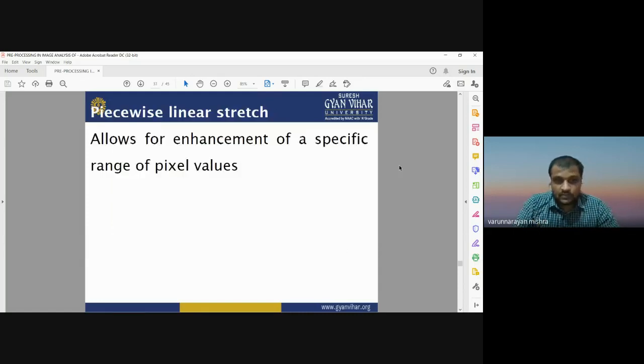Okay. Now, the second kind of linear stretching is piecewise linear stretching. Under piecewise linear stretching, we perform the stretching for enhancement of a specific range of the pixel values. In linear stretching, we perform the enhancement over the entire image. But if we want to enhance only a particular range of pixel values, then we use piecewise linear stretching. Under it, we only expand the range of specific pixel values. It is known as piecewise linear stretching.